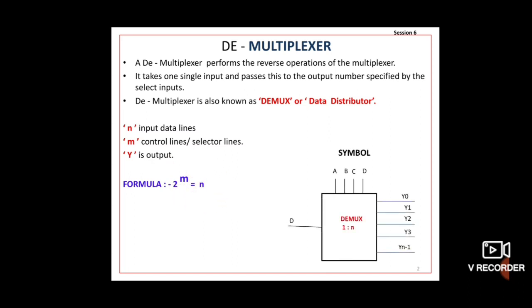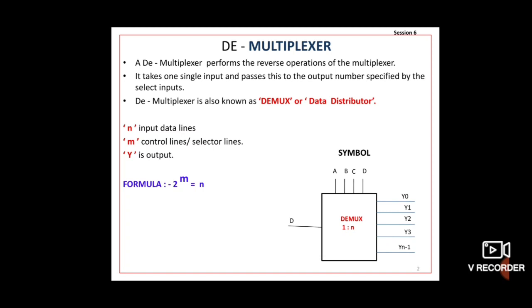Now see the block structure of the demultiplexer. See, this is the input line, D is the input line, and these are the output lines: Y0, Y1, Y2, Y3 and the last one is Yn minus 1, meaning so many outputs but only one input. And these are the selector lines. These selector lines depend upon the number of output lines, 1 to n, which depends on this n value. 1 is constant. So this is the block diagram of the demultiplexer.